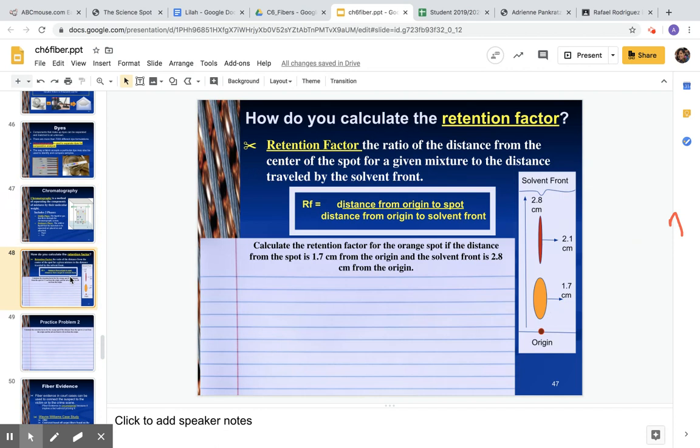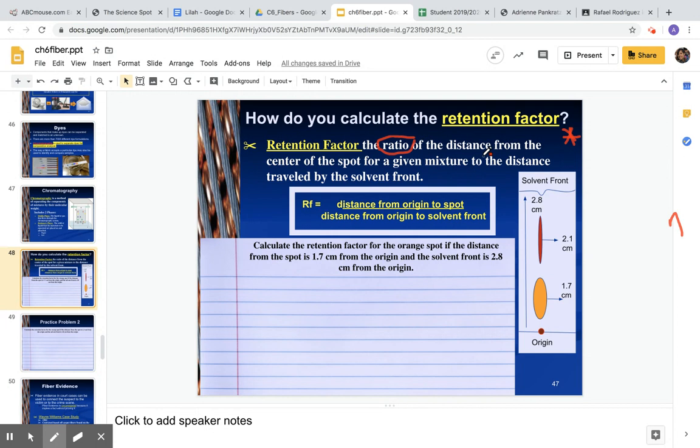So let's do calculations. How do we calculate this retention factor? Retention factor will definitely be on your test, so again, you want to put a star next to that. This is a word you most definitely want to know. The retention factor, as far as definition is concerned, is a ratio. That ratio tells us we're going to be dividing. Whenever we see ratio, we know we're going to be comparing two values, and most likely we're going to be dividing those two values.